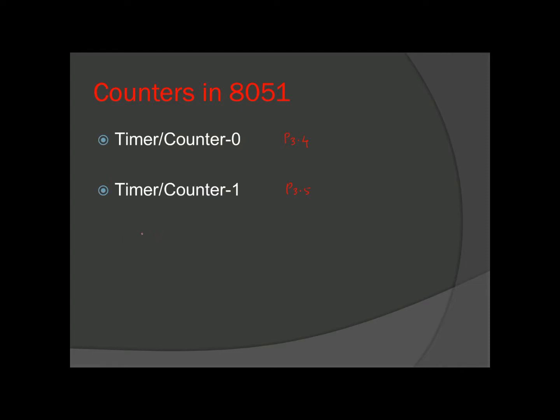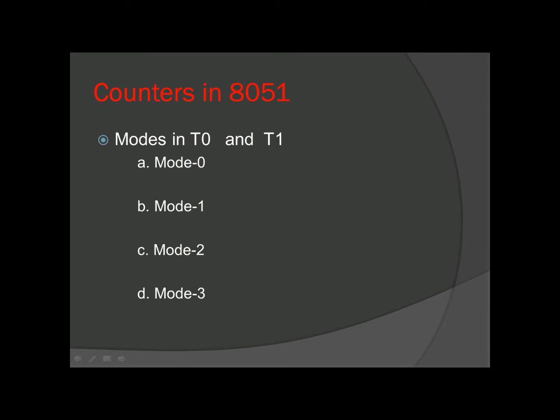Basically, same as timers, counters also have 4 modes, which are M0, M1, M2 and M3. These modes, same as in timers, are: mode 0 is 13-bit, mode 1 is 16-bit, mode 2 is 8-bit but having auto reload function, whereas mode 3 is 8-bit independent mode.